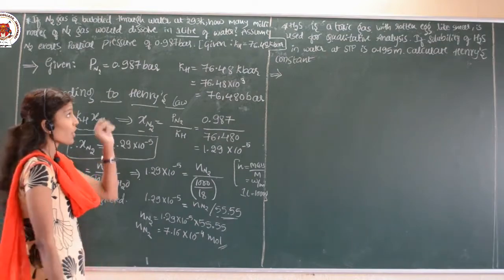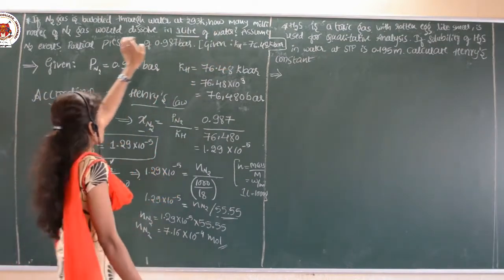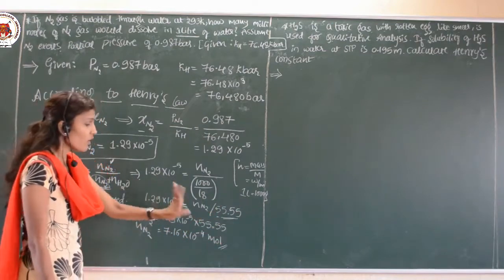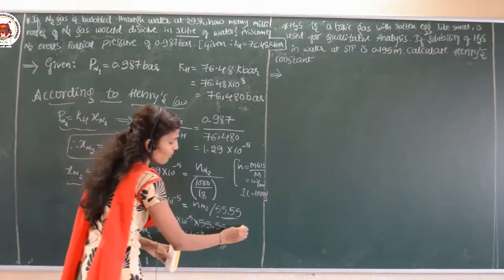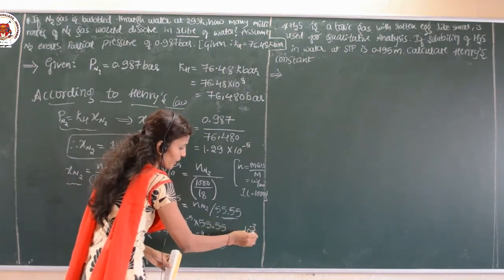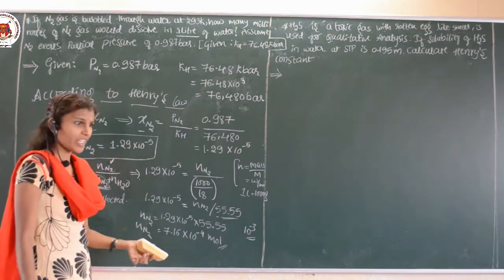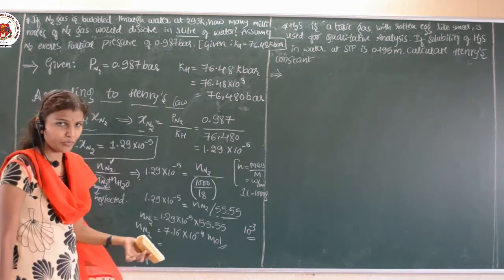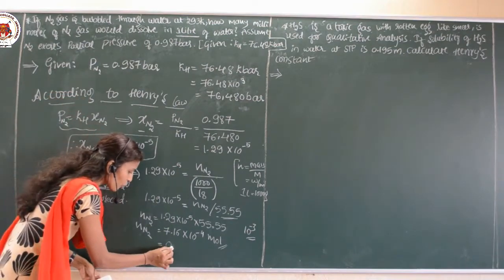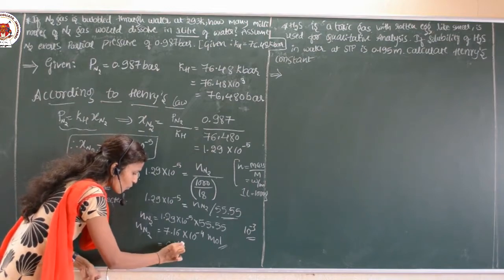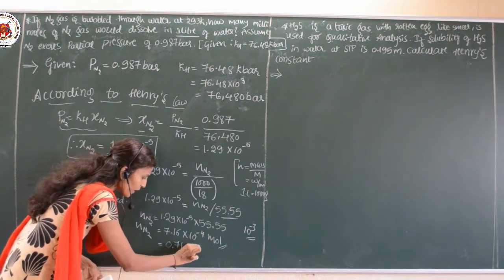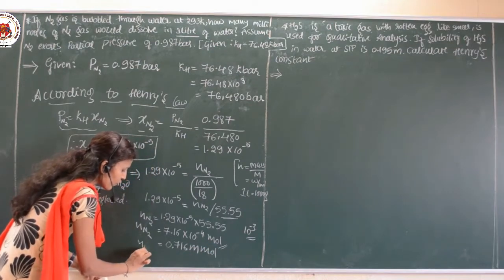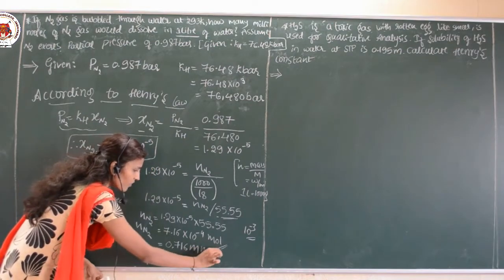But what is the question? How many millimoles? They have asked for the answer in terms of millimoles. Milli means 10 to the power minus 3. So if I convert this into millimoles, it will be around 0.716 millimole. So this is the required answer.